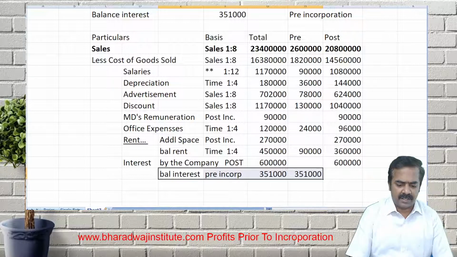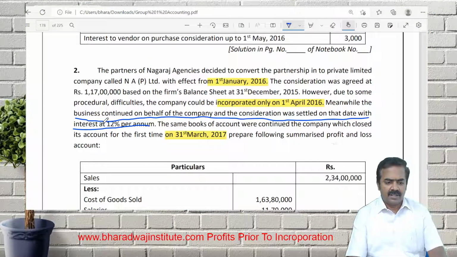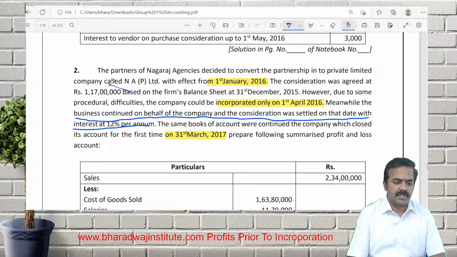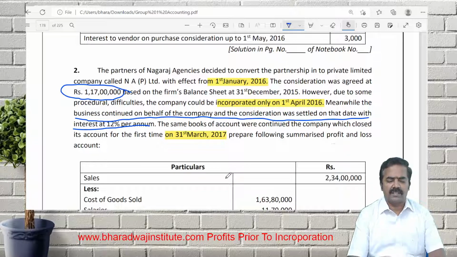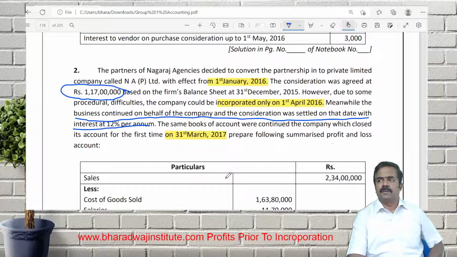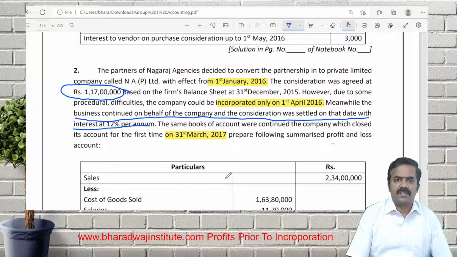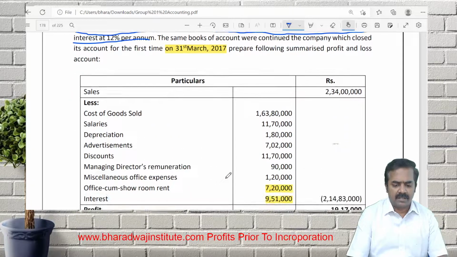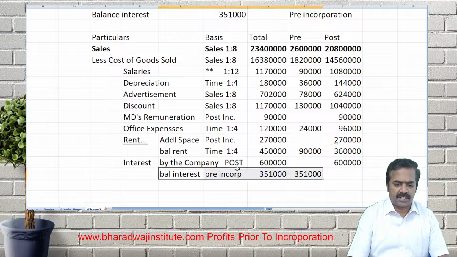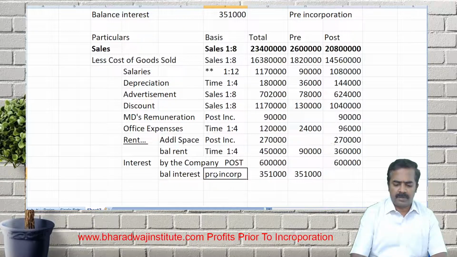Time ratio. But here it is clearly mentioned. What is mentioned? Business was continued on behalf of the company. The consideration was settled on that date with an interest of how much? 12% per annum. Calculate the interest and see. What is the consideration? 1 crore 17 lakhs. Calculate 1 crore 17 lakhs into 12% for 3 months. Work it out. How much do you get? 3,51,000. So that interest was paid during which period? Pre-incorporation period.